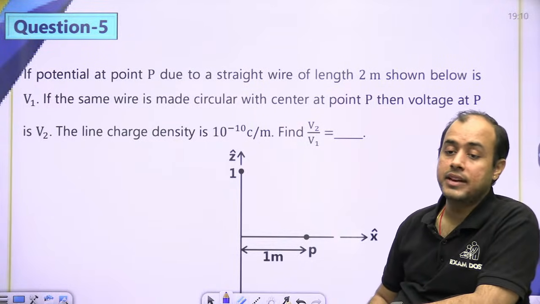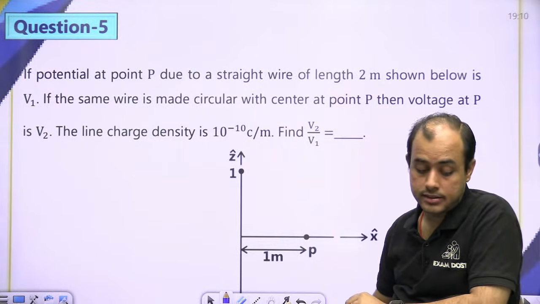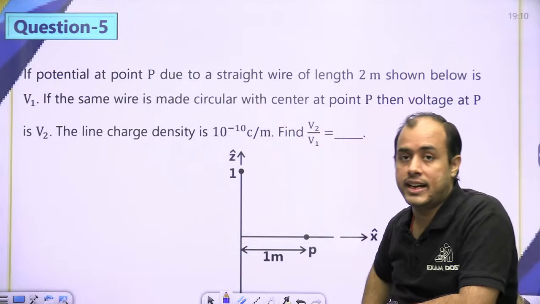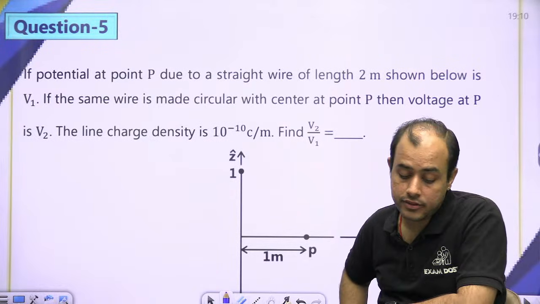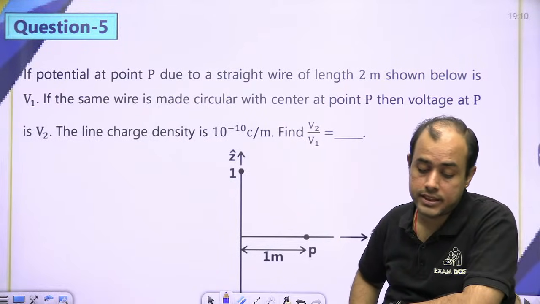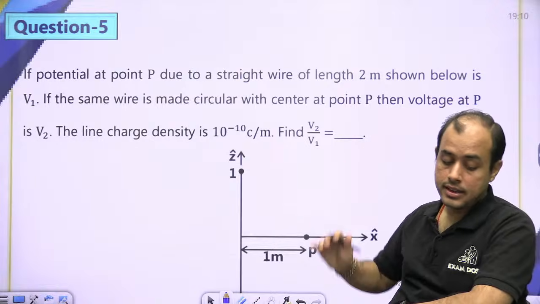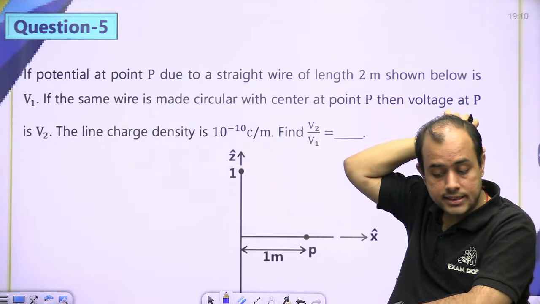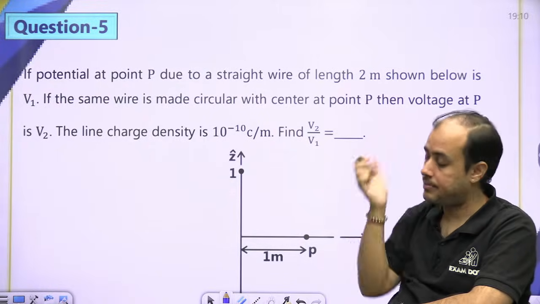मशीन की बेटा क्लास वेंसडे से स्टार्ट हो रही है, टाइम हो गया है। If potential at a point P due to straight wire of length 2 meter is shown below, if the same wire is made circular with the center at point P, then voltage at P is V2. The line charge density is 10 to the power minus 10, then V2 by V1.